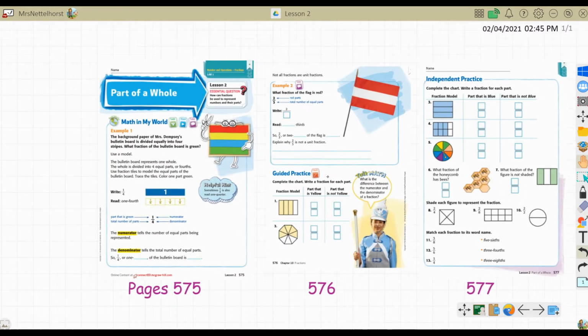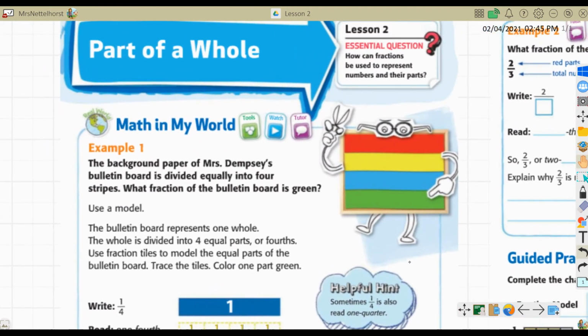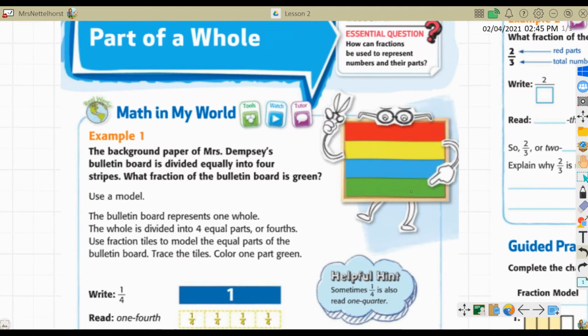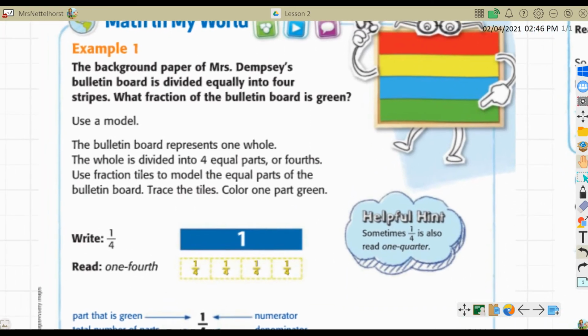Open up page 575 in your math book, and you can start copying this stuff. And watch for the Easter egg, too. A lot of you are catching them now because you're watching the videos, so good job. Gives you an extra credit point.